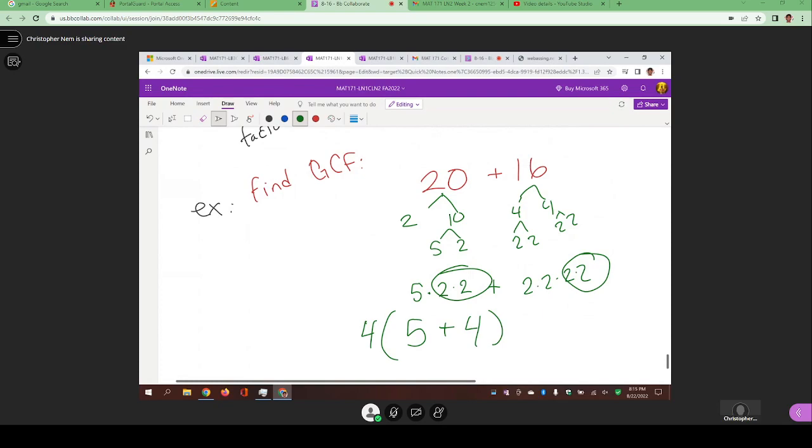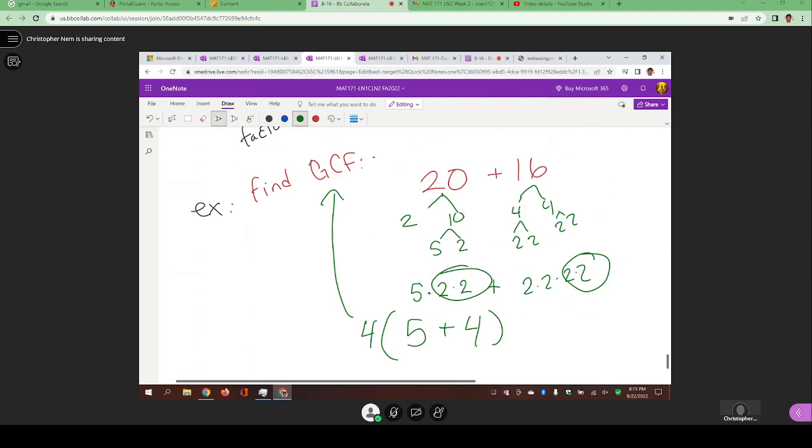So we can break up 20 plus 16, and the GCF is going to be 4. GCF is 4. And if I actually write it in factor form, it's going to be 4 times 5 plus 4. And this should work. Which 5 plus 4 is 9. 9 times 4 is 36. 20 plus 16 is 36. So this does check out. This is how you find a GCF manually between two numbers. Once you get more practice, you'll get better at it.